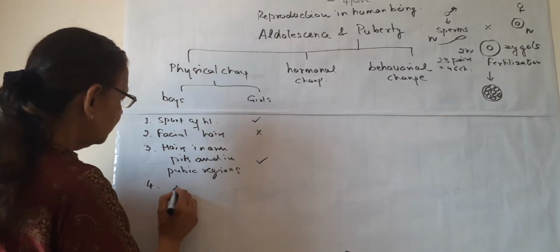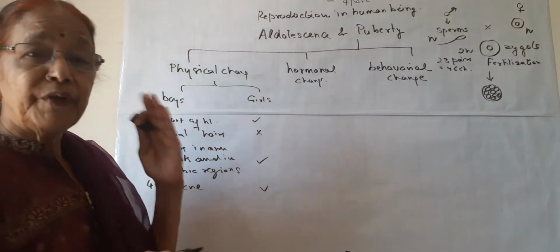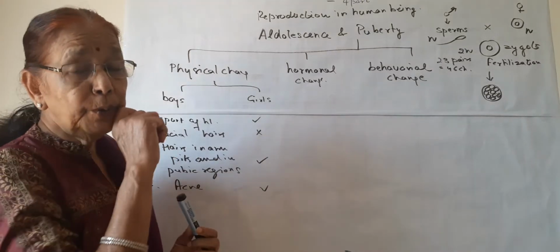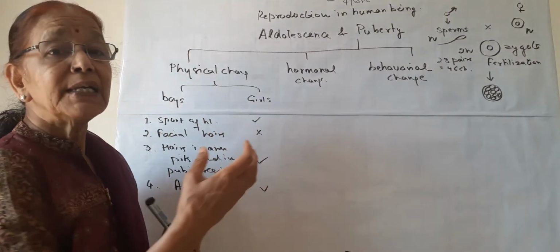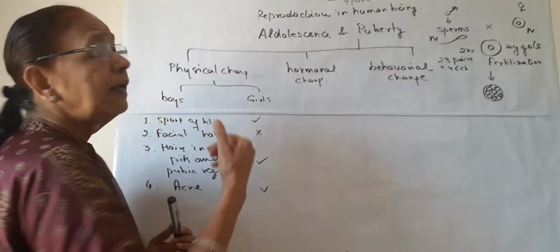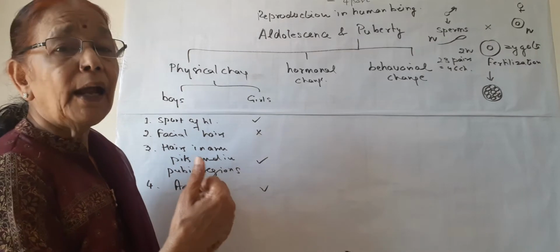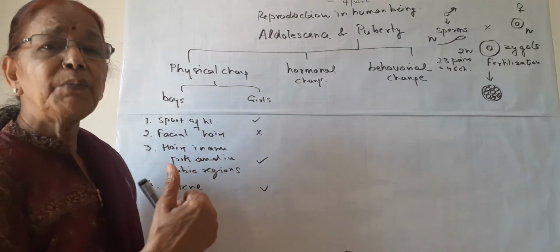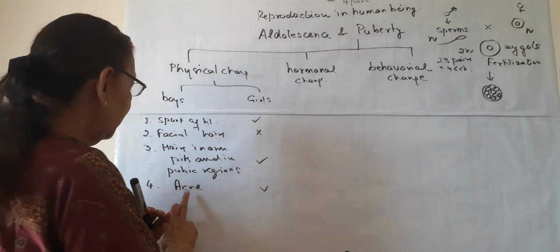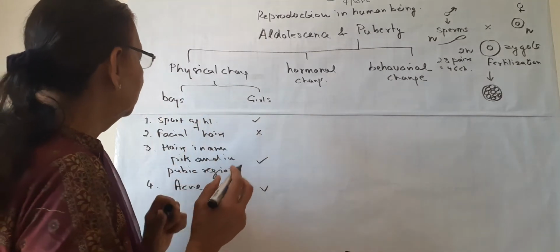What is the next? Acne. They can be found on face or on back, and these acne are due to the overactivity of sebaceous glands. These glands in puberty overactivate and produce some oil, and due to this oily nature the skin becomes oily, and bacteria infect the skin pores, and acne develops in both boys and girls.